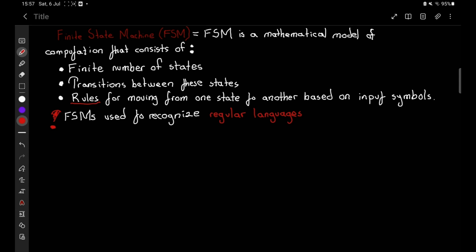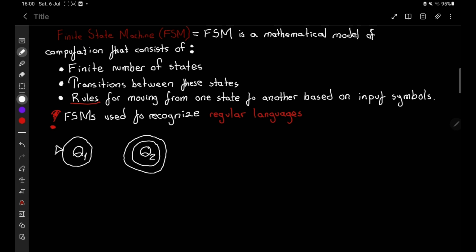That means if you have a language, you can prove that it is a regular language by drawing its corresponding finite state machine. Let me draw a simple finite state machine to understand it better. Assume that we have two states, Q1 and Q2, okay? In order to identify the starting state, we put an arrow in front of it. And in order to show that Q2 or some other state is a final state, we draw a double circle. So this is a final state.